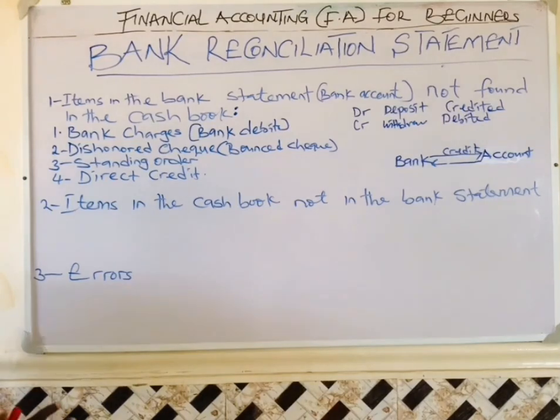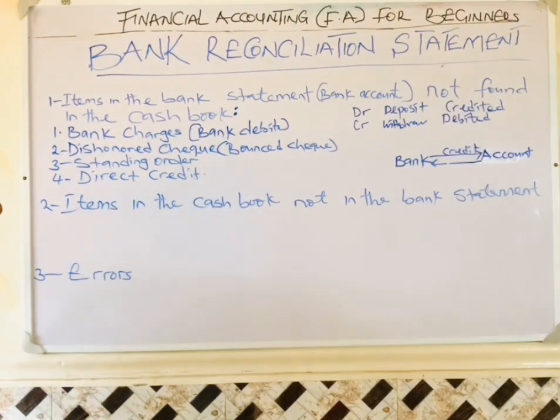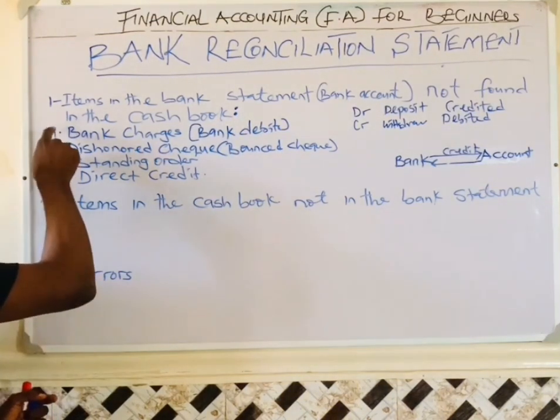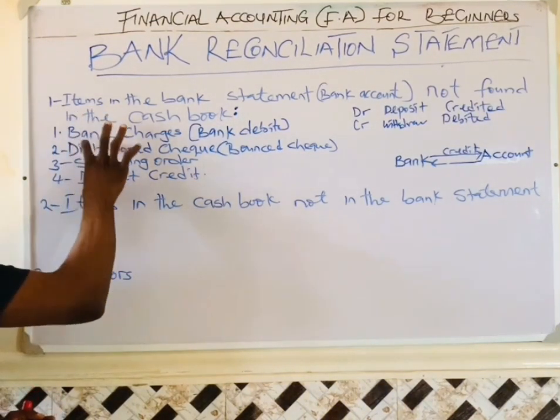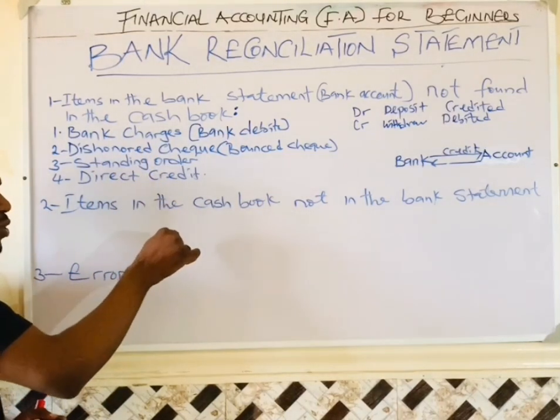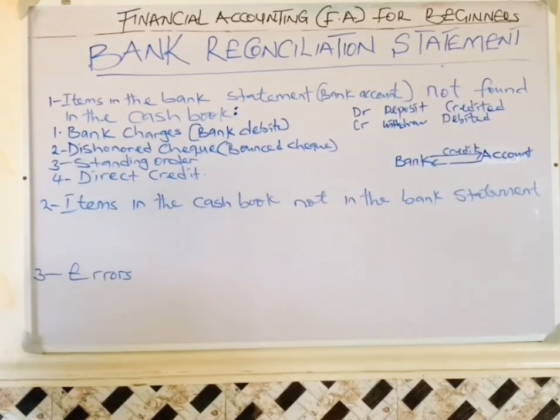So for us to make our bank balance in the cash book agree with that of the bank, you transfer all these items that are not in our cash book to our cash book and do the simple arithmetic. When we come to the practical example, you will understand it the more.